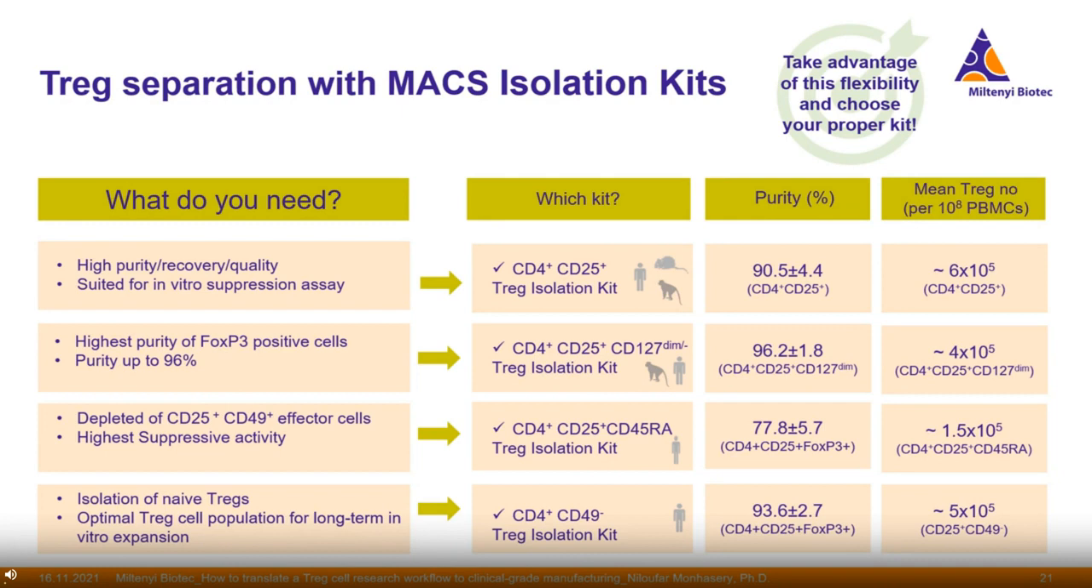Or if you are really going for isolation of naive Tregs, but you want to expand them long term in vitro, I would suggest you use CD4, CD49 negative Treg isolation kits. As I've mentioned, first of all, we need to understand why you need your Tregs. What is your downstream application? And then we can help you to choose the best strategy and the best kit for your workflow.